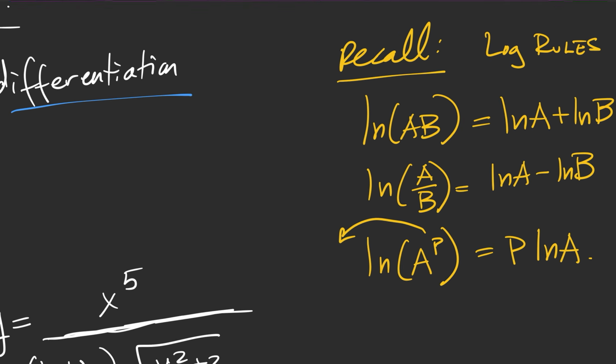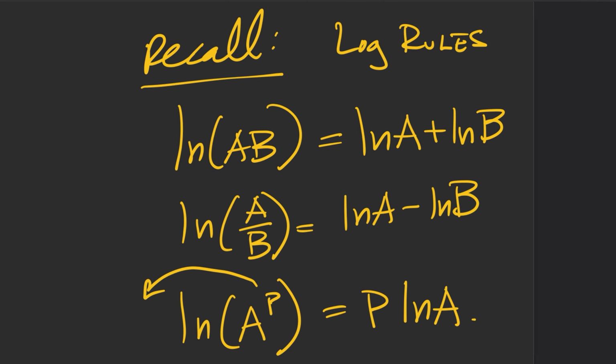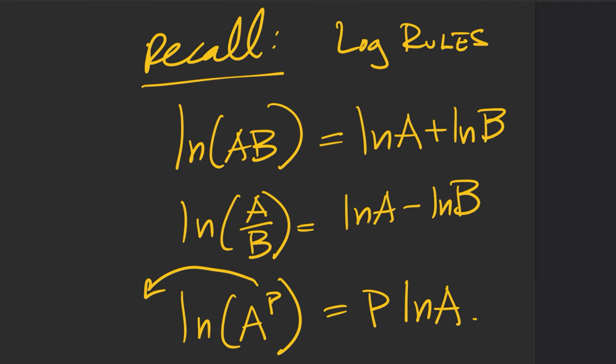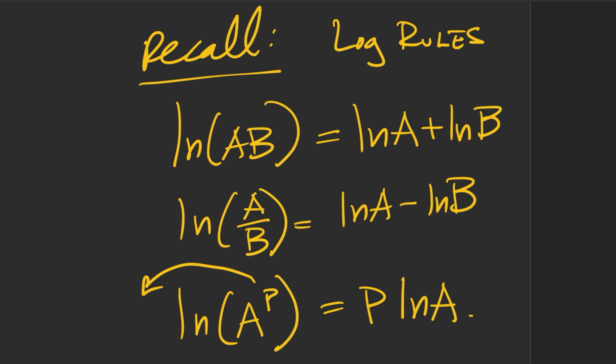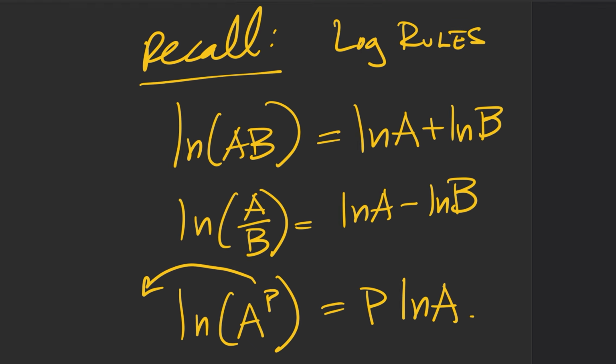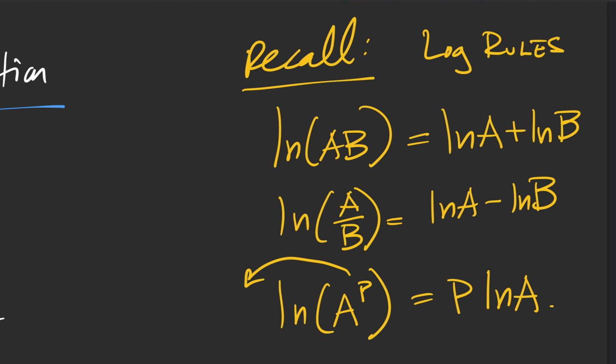Well, first we need to recall these log rules. Do you remember these log rules from back in the day? Well, first, the natural log of a product is the sum of the logs. The natural log of a quotient is the difference of two logs. And if you have something to a power that you're taking the log of, you can pull that exponent out front. And so notice what that allows us to do.